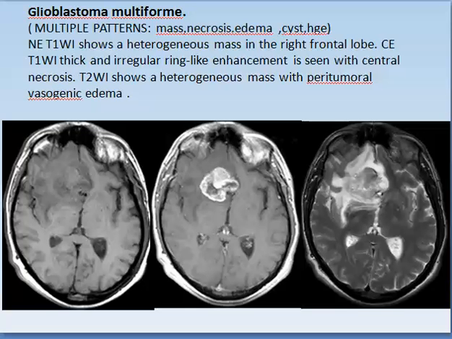Non-contrast T1 weighted image on the left shows a large heterogeneous mass with shift of midline. Contrast enhanced T1 weighted image shows thick irregular enhancement with central necrosis. T2 shows the heterogeneous mass with a large, extensive, invading, crossing peritumoral vasogenic edema.